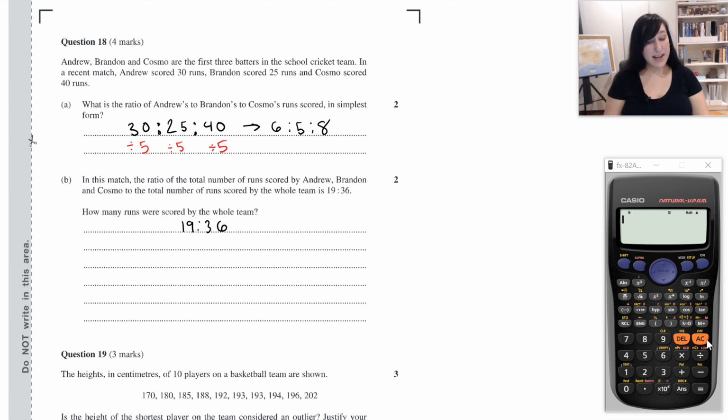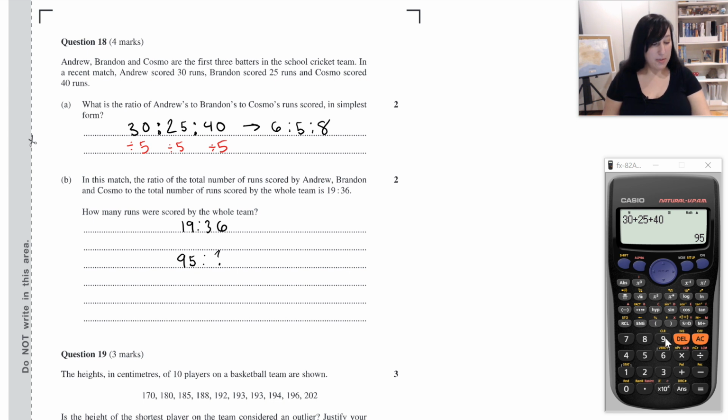Now, we know that altogether, Andrew, Brandon, and Cosmo scored 30, 25, and 40 runs. So if we put all that together, we can add it up, which means they scored a total of 95. And we're curious then, how many runs were scored by the whole team? So this is an equivalent ratio where we're given the simplified version and we're trying to basically unsimplify it. So we want to know, what would we times 19 by to get 95?